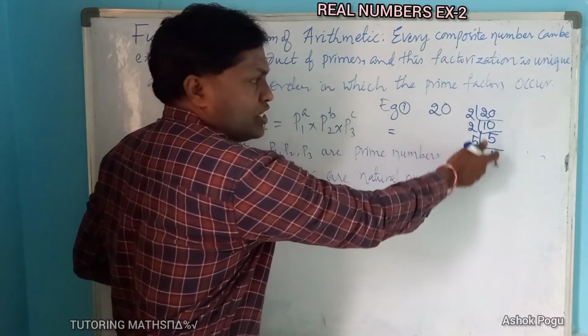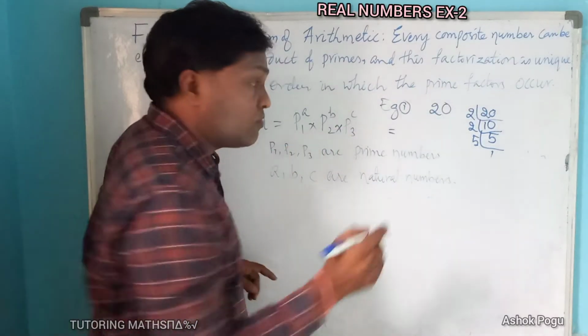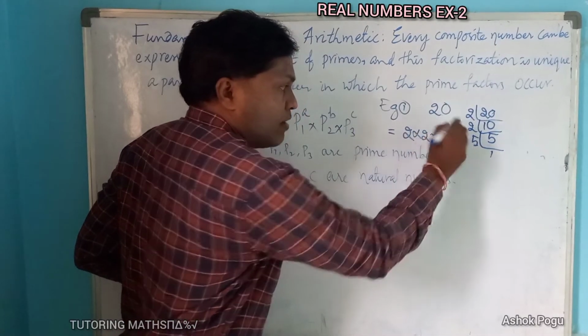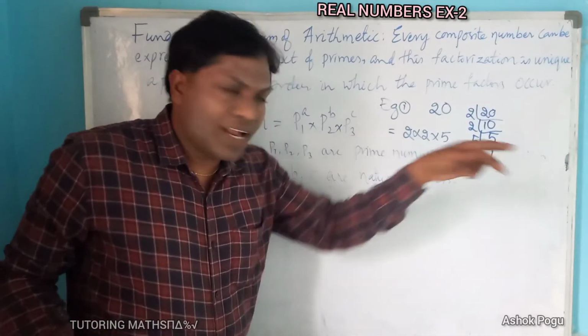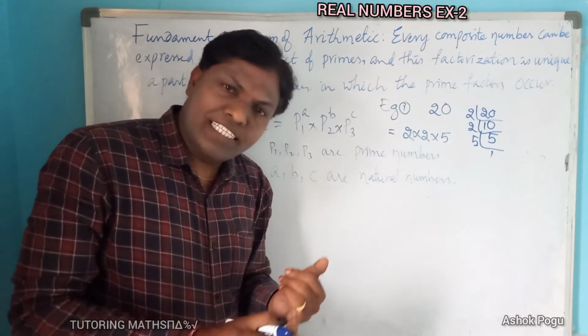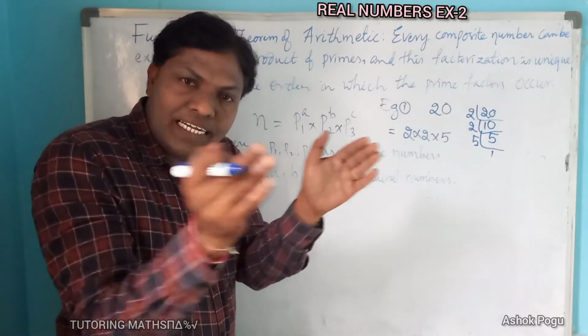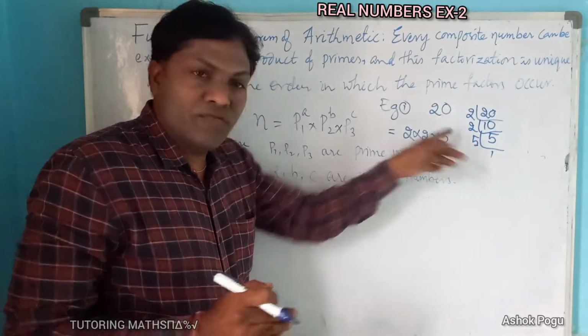What is the exponential form of 20? What are the prime factors of 20? 2 into 2 into 5. We should not take 1 because 1 is not a prime number. It is neither prime nor composite. So 20 can be written as a product of prime factors.